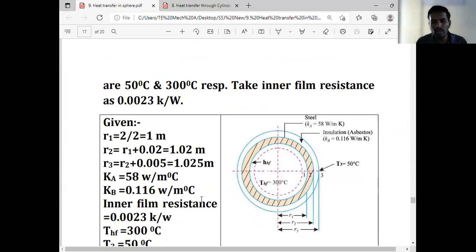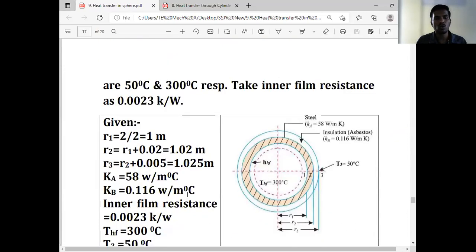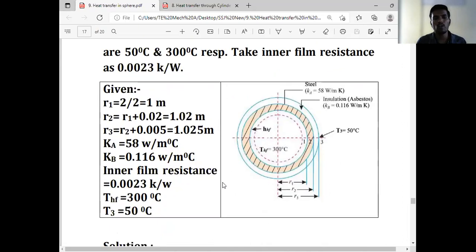From that we have to calculate R2. The thickness of the steel sphere is given as 2 centimeter. So how to calculate R2? R2 is nothing but R1 plus the thickness. The thickness is 2 centimeter, so we have to convert that 2 centimeter into meter. So R1 plus 0.02, that is 1.02. Then R3 is nothing but R2 plus the thickness of the asbestos insulation, and that thickness is given 5 mm. From that we get the value of R3.